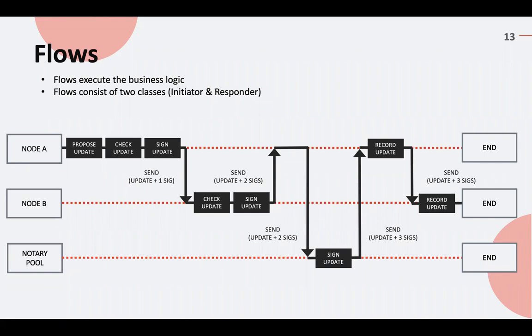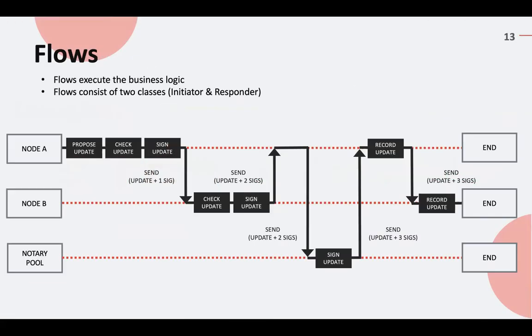So again, it is A running, A validating the update, B validating the update, the notary giving it the thumbs up, and then everyone records it and we're done. This can happen as a subset within a larger Corda network. This is important to keep in mind.